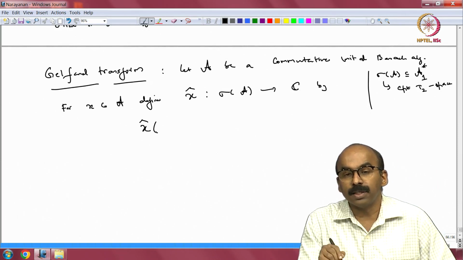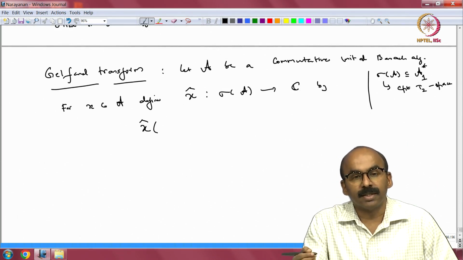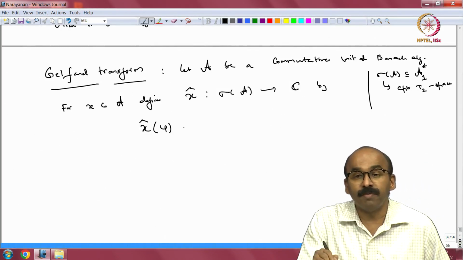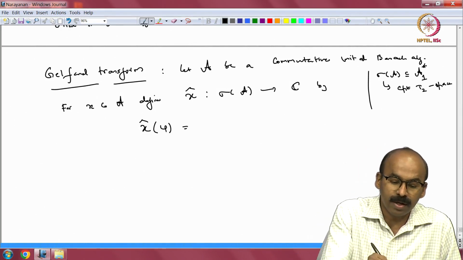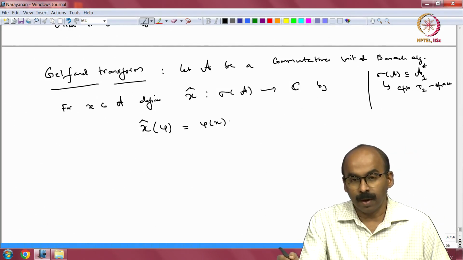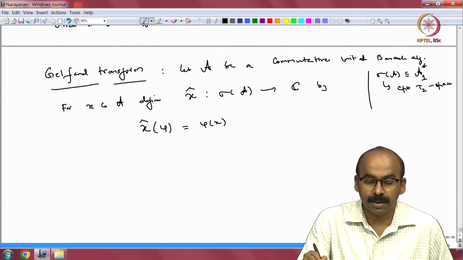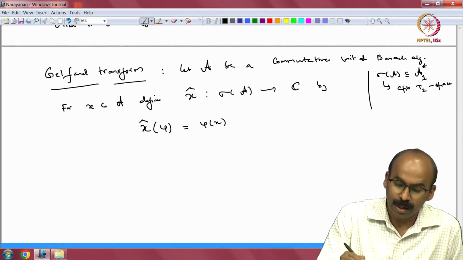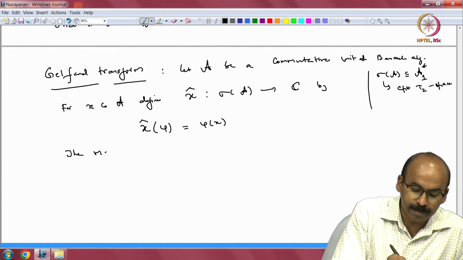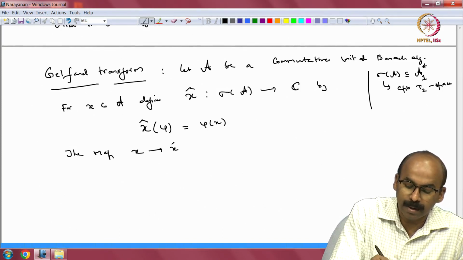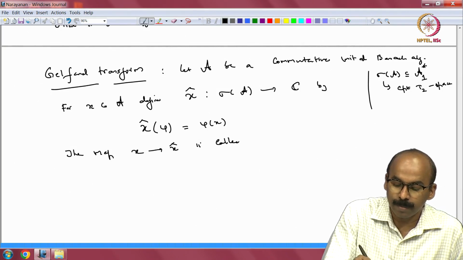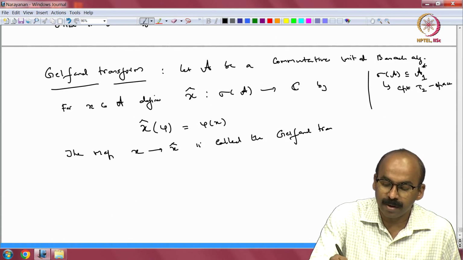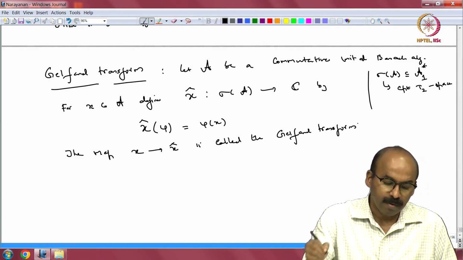So, sigma A is a collection of all multiplicative linear functionals, right. So, I can define x hat at phi. What is phi? Phi is a multiplicative linear functional. Well, how is it defined? This is phi of x. Okay. So, let me repeat, x hat, this is called the Gelfand transform. So, the map x going to x hat is called the Gelfand transform.